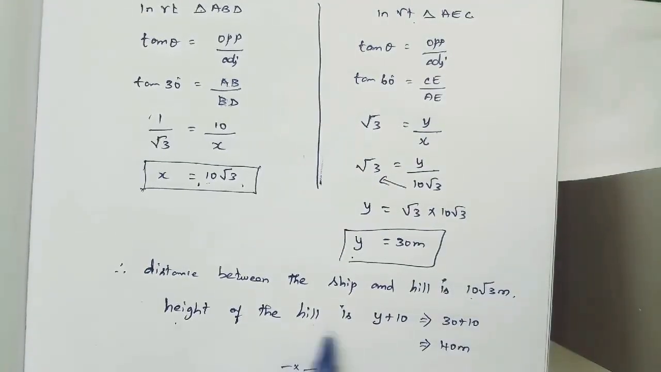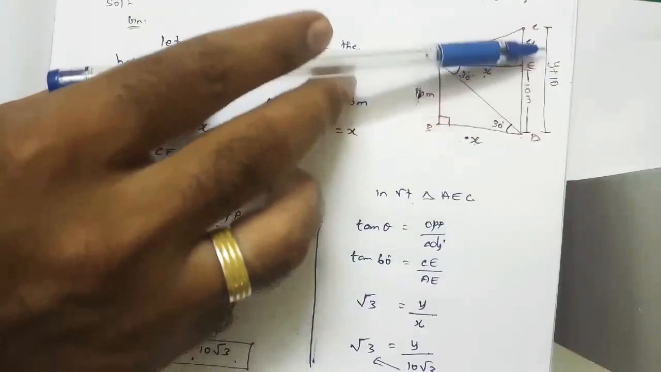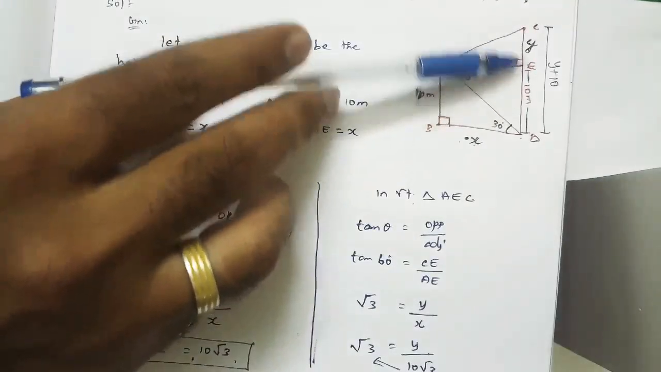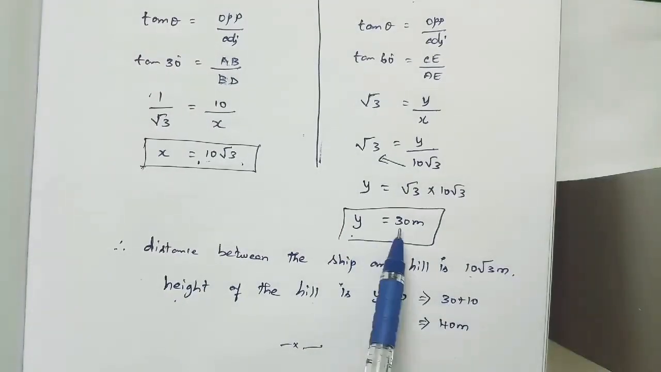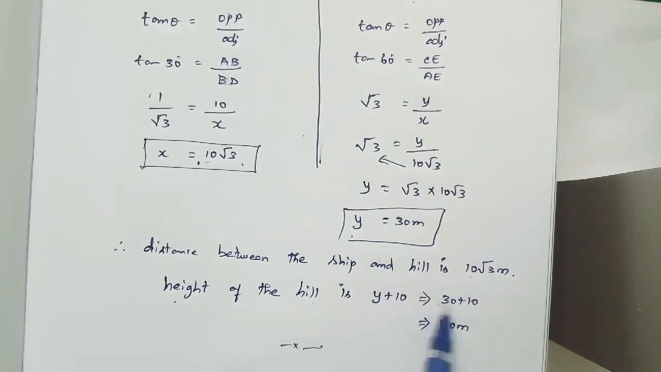So 10 root 3 meter, right? Next, the height of the hill is nothing but y plus 10 meter, right? Already we know the value of y is 30 meter. So 30 plus 10, 40 meter. Height of the hill is nothing but 40 meter.